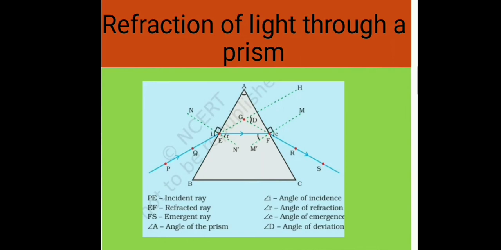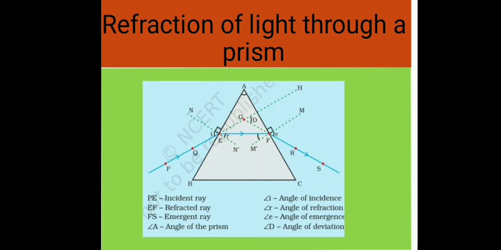Now remove the pins and the glass prism. The line P meets the boundary of the prism at point E. Similarly, join and produce the points R and S. Let these lines meet the boundary of the prism at E and F respectively. Join E and F.